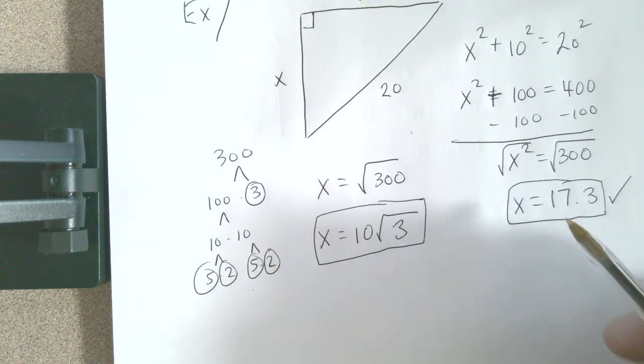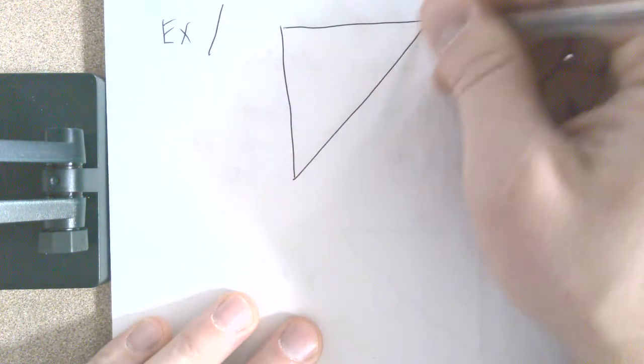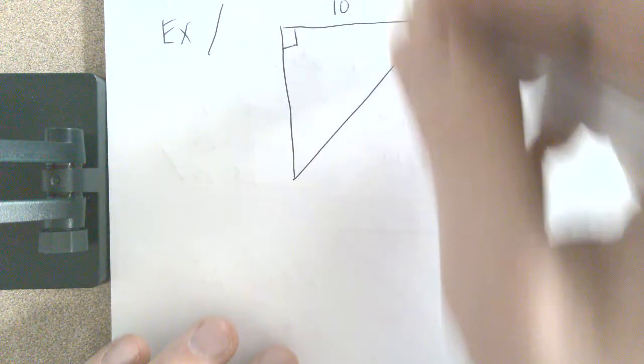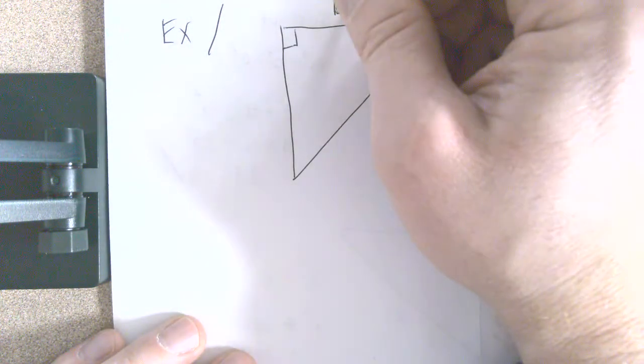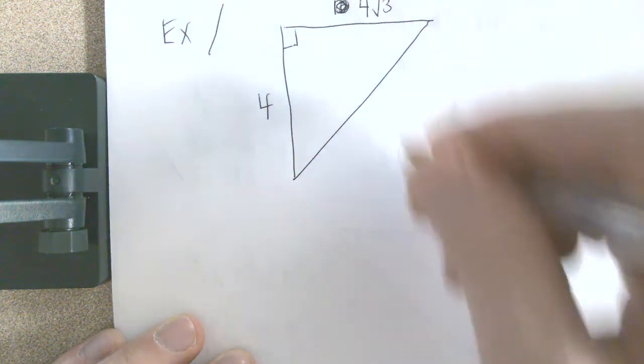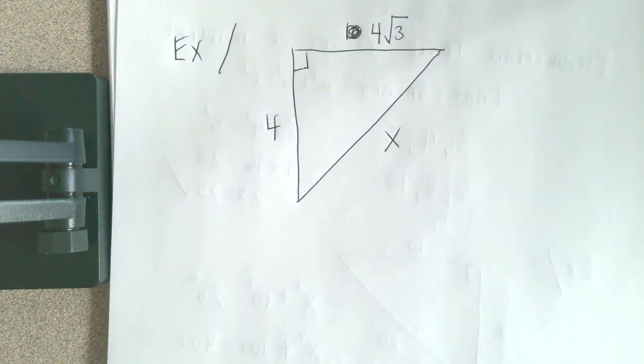Any question with that? Okay, why don't you try this one right now on your own? We're going to do, here's the triangle. We're going to make the top side 4 radical 3. Left side is 4. And you want to find the hypotenuse. So go ahead and take a minute and see if you can solve that for x right now.